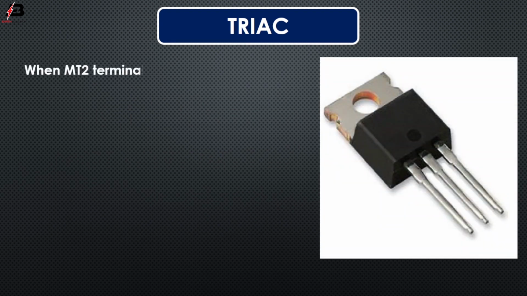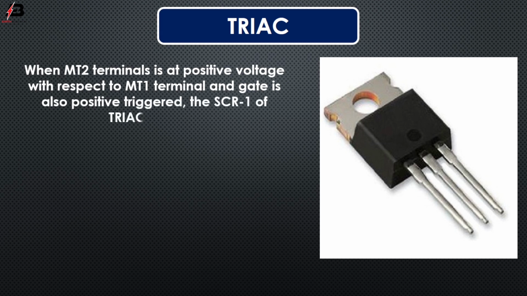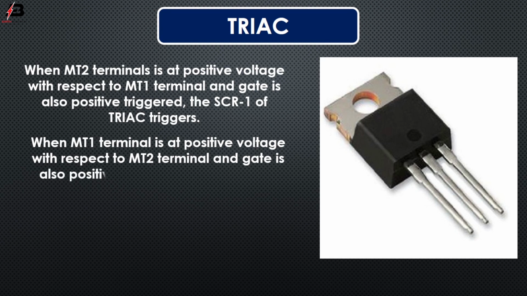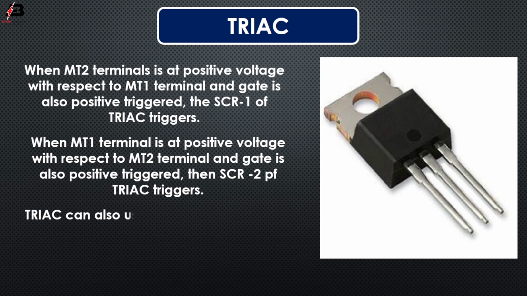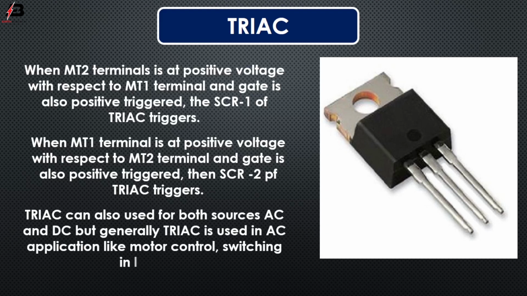When MT2 terminal is at positive voltage with respect to MT1 terminal and gate is also positive, the SCR1 of the triac triggers. When MT1 terminal is at positive voltage with respect to MT2 terminal and gate is also positive, the SCR2 of the triac triggers. Triac can be used for both AC and DC sources, but generally triac is used in AC applications like motor control, switching in light, etc.